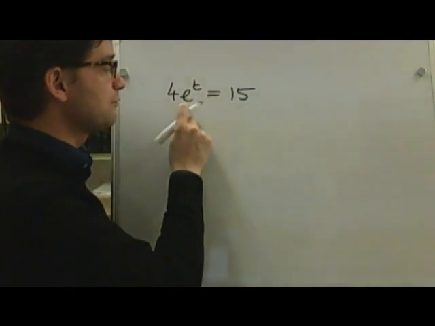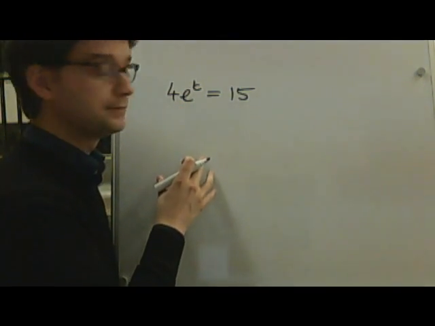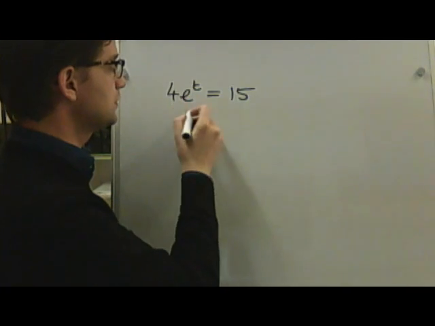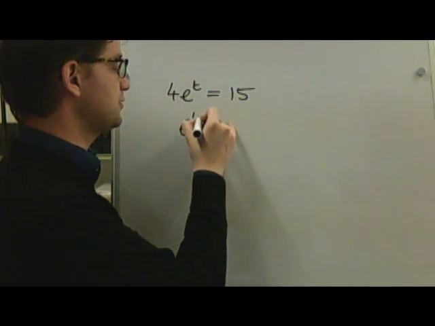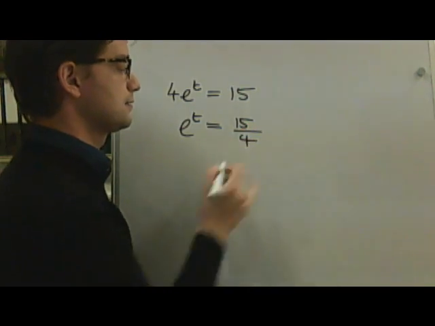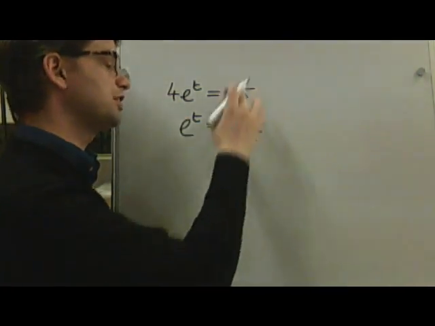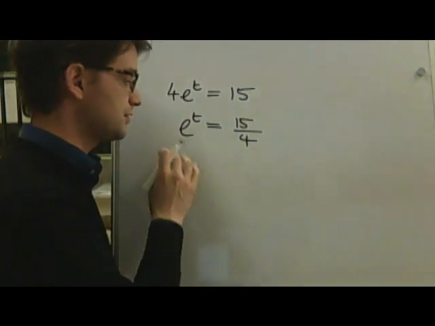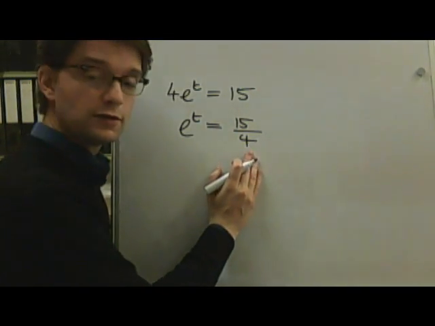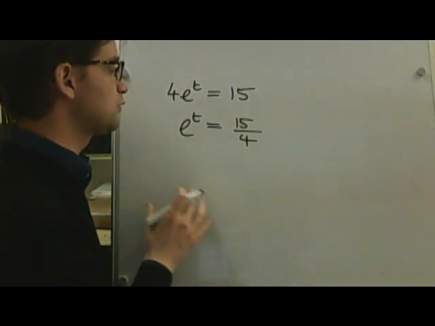The way that I'm going to get rid of this e to the t is to take a logarithm at some point. My first move is to get it so that it's just e to the t equals something, by dividing by 4, moving the 4 over and changing its sign so that it becomes divide rather than times. So I've got e to the t equals 15 over 4. And now I can take logs of both sides.